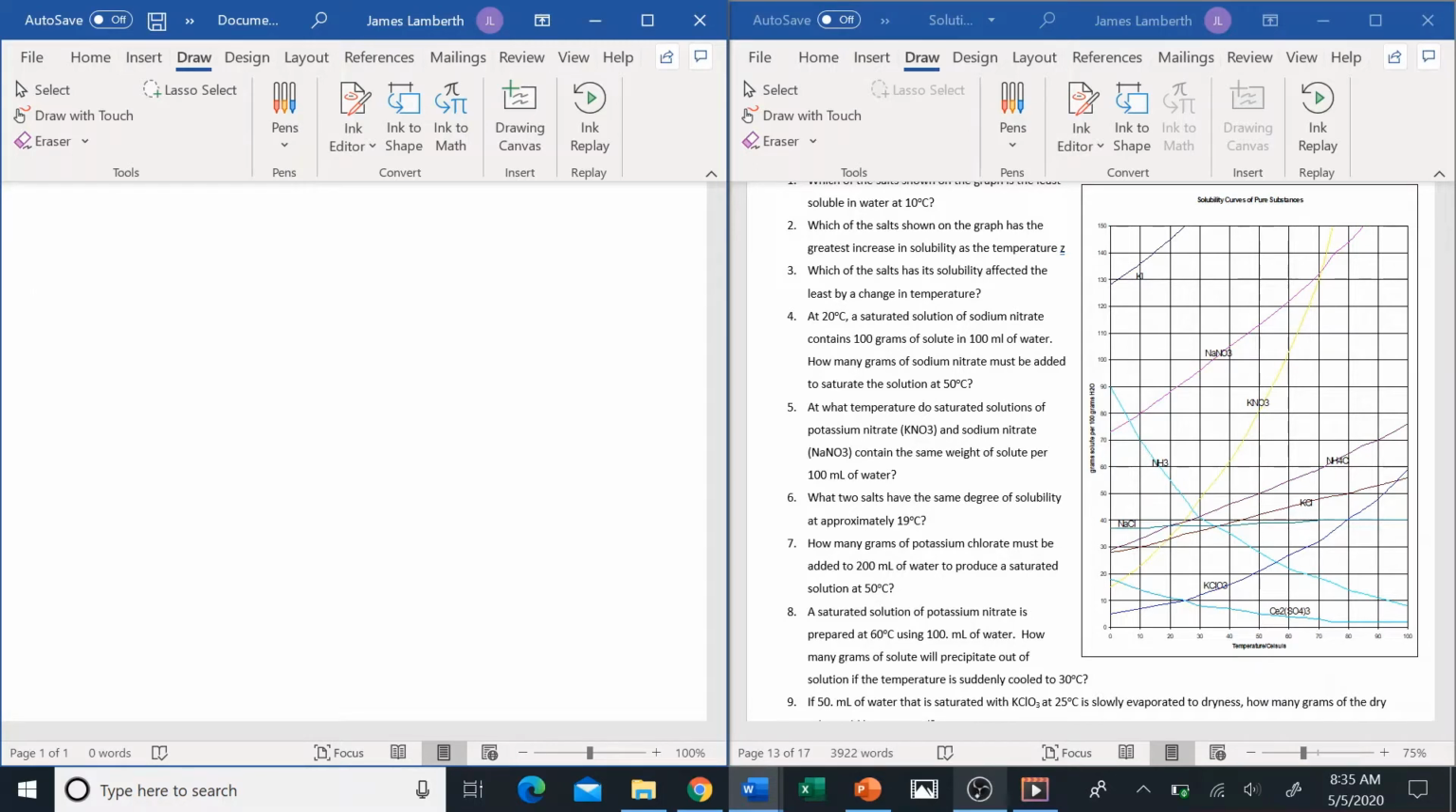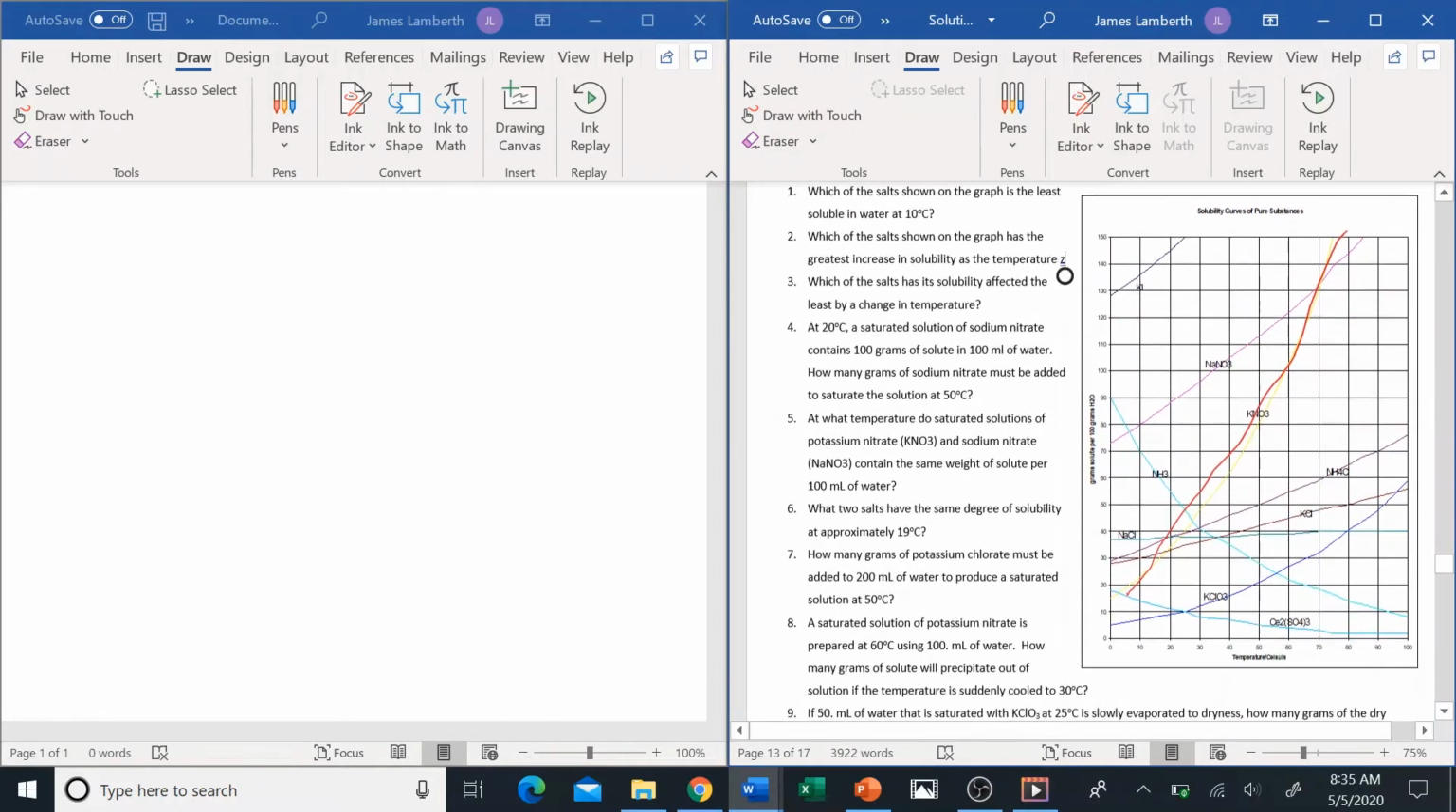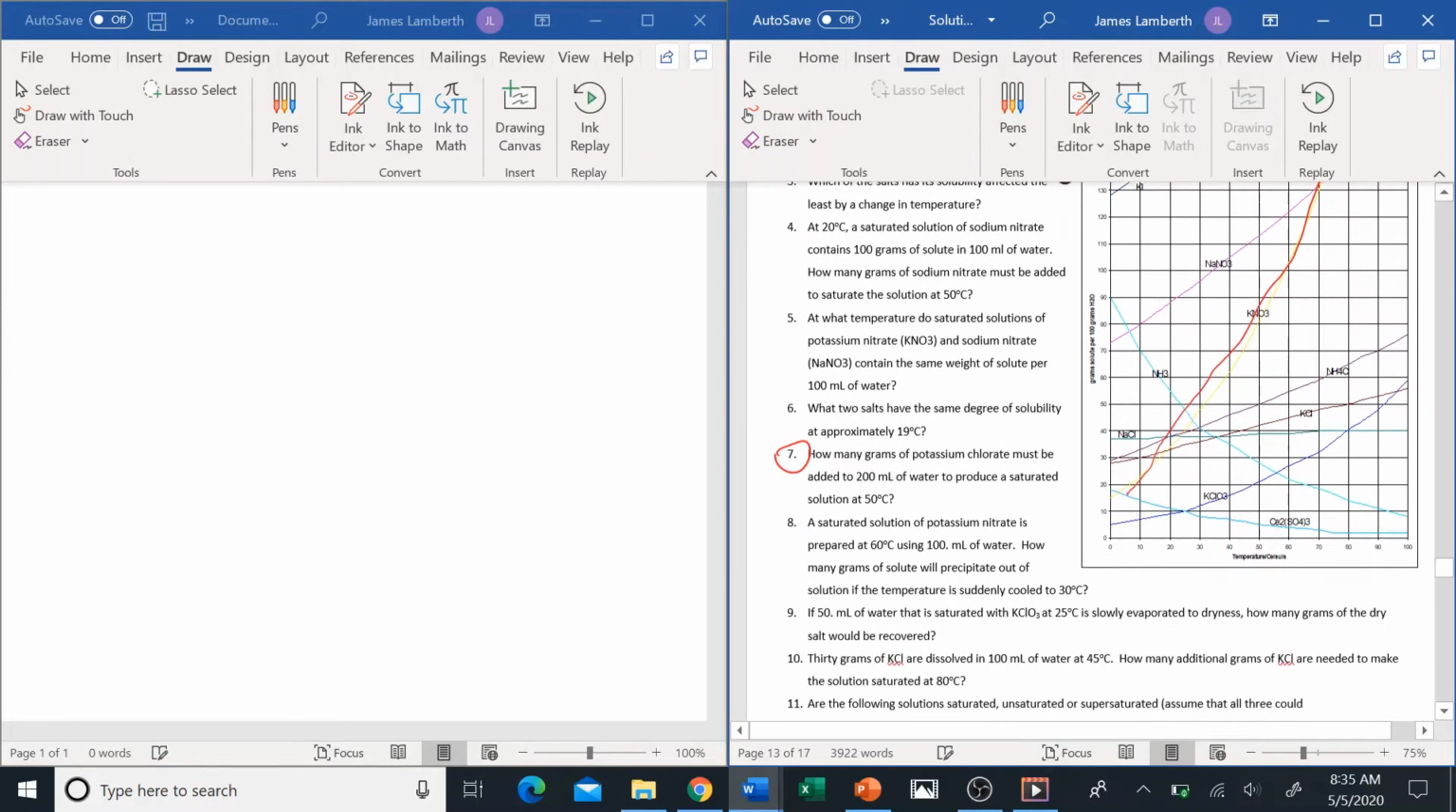Now, I do want to point out that in the solubility curve graph that we're looking at over here, KNO3's line is a yellow line, and it goes something like that. So if it's hard to see on your computer screen, that's why. Just be cognizant of that as we're going through and doing these problems. We're going to do problem number 7, and then we're going to do problem number 9.